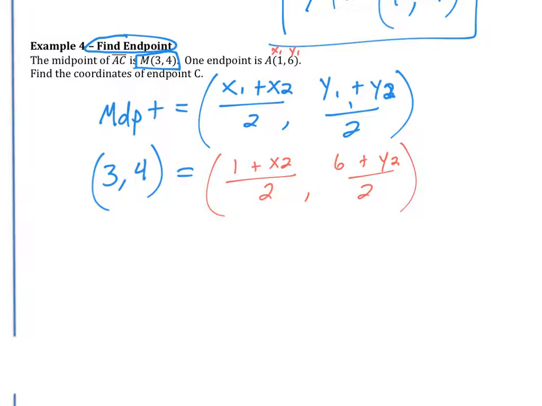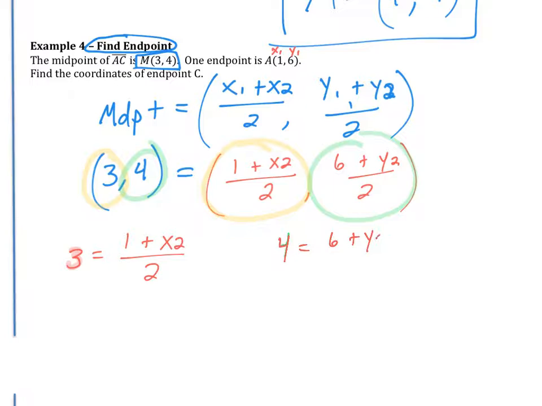So you're going to take the x portion. I'm going to use a highlighter. So take the x portion of each side and set them equal to each other. So we're going to get 3 equals 1 plus x2 divided by 2. And then we're going to take the y portion and write an equation. 4 equals 6 plus y2 divided by 2. And we're going to solve these two equations.